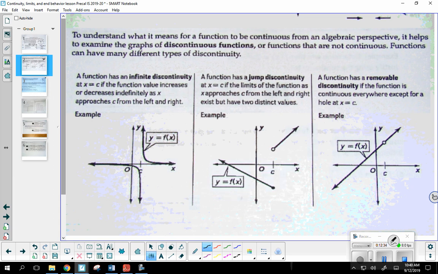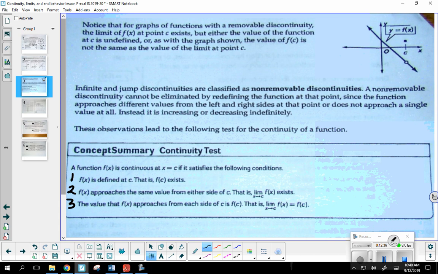All right, now one other thing I want to mention about the hole at the top of the next page. Notice that for graphs of functions with a removable discontinuity, with a hole, the limit of f of x at point c exists, but either the value of the function at c is undefined, or as with the graph shown, the value of f of c is not the same as the value of the limit at point c. Let me explain what this means. As you approach the x value of a hole from the left or the right, the limit will exist, even if the function is undefined at that point.